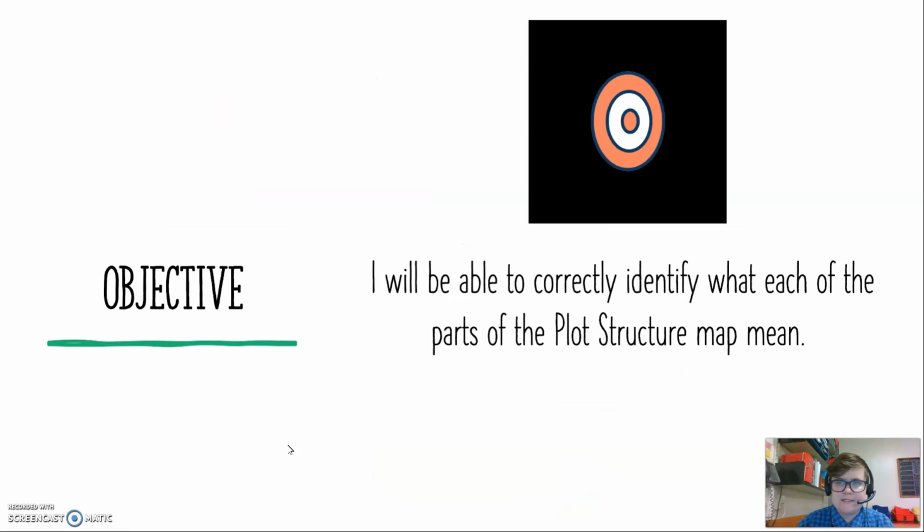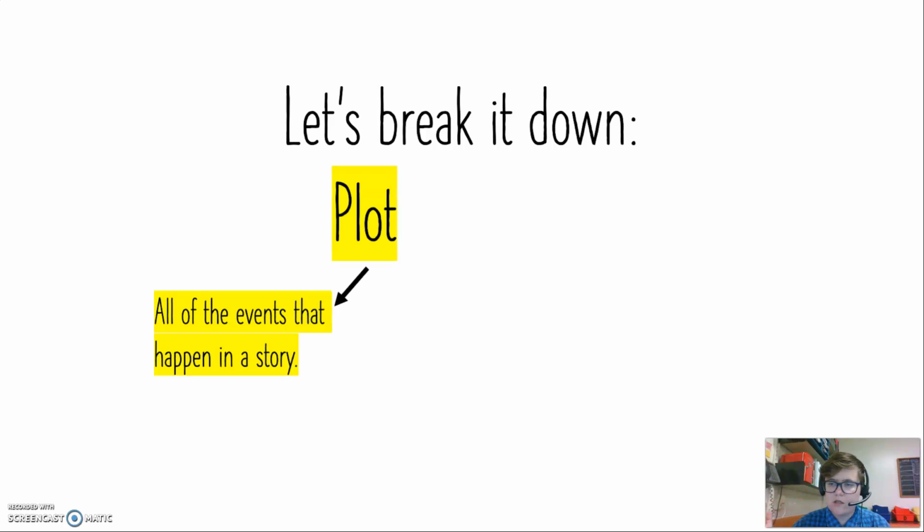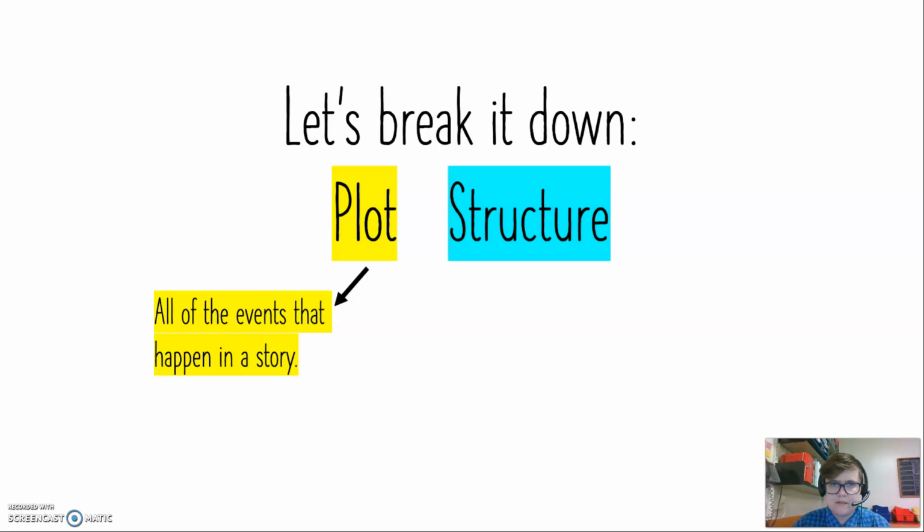Okay, our objective, and I'm sorry that the target is kind of showing up funny. I will be able to correctly identify what each of the parts of the plot structure map mean. So we have this plot structure map, and we are going to be identifying the different parts and what they mean. So to break it down, the word plot means all of the events that happen in the story. Every single thing, from the beginning to the end.